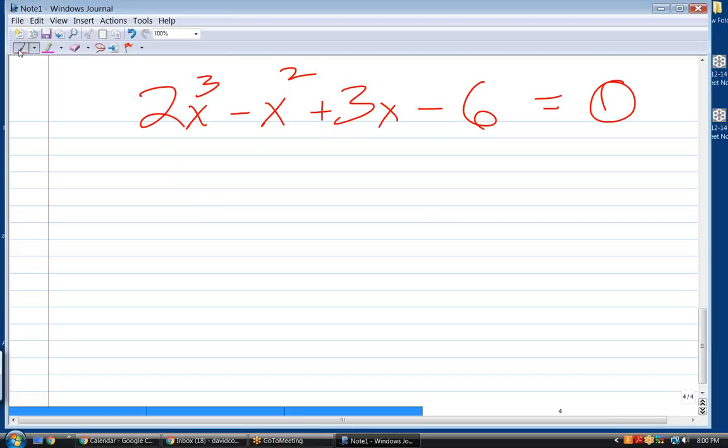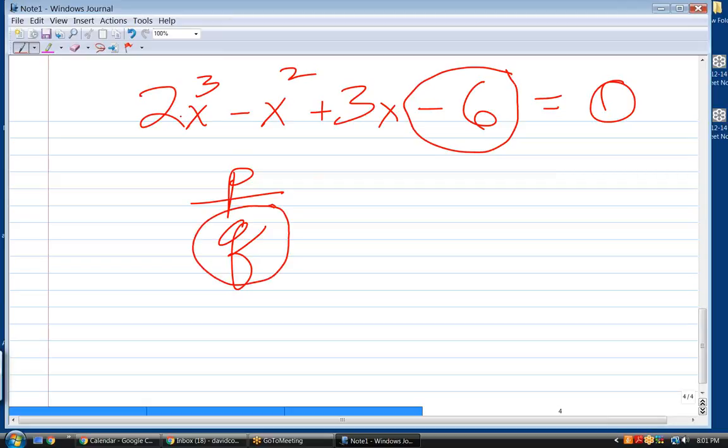What does the rational factor theorem say? It says that if I have a rational zero, what must be true of the numerator and what must be true of the denominator? It's called P over Q. What must P be? P has to be a factor of the constant. Q has to be a factor of that coefficient.